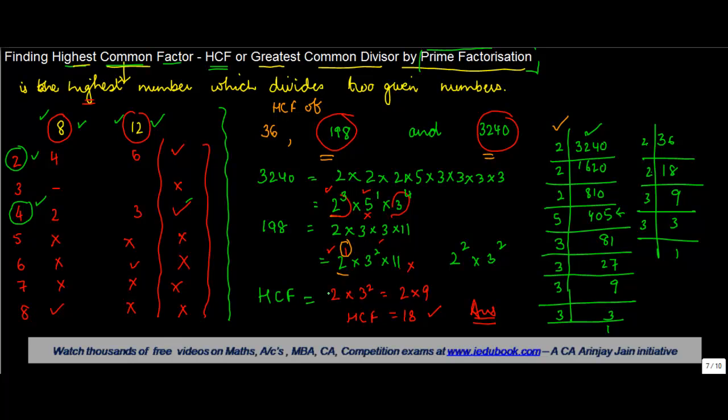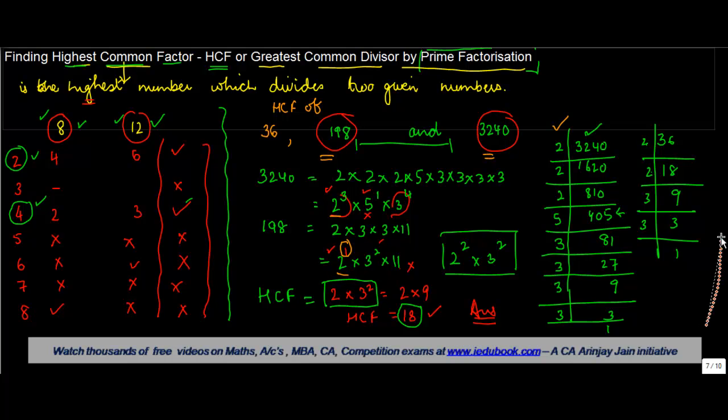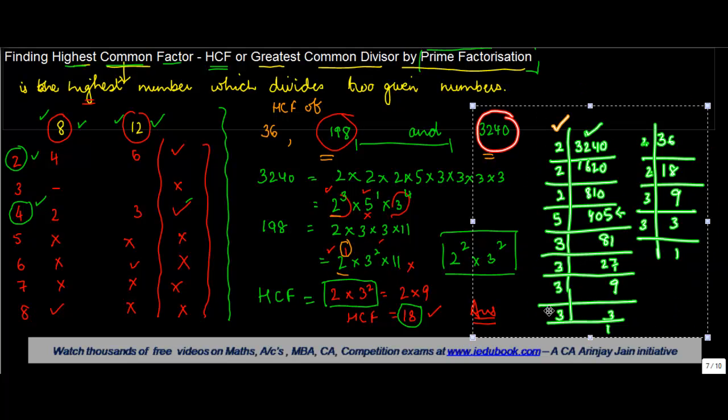Now when you look at these two numbers, first you find out the HCF of these two numbers. Let's say for example in our case this was 2 into 9 or 18. Then you find out the highest common factor of 18 and these two numbers. Let me just erase this. I guess this is creating a little bit of a confusion.